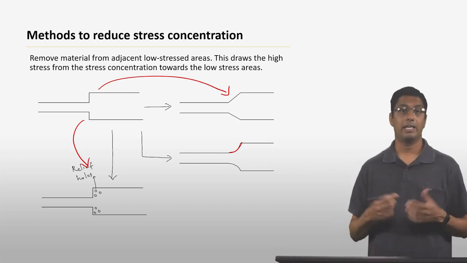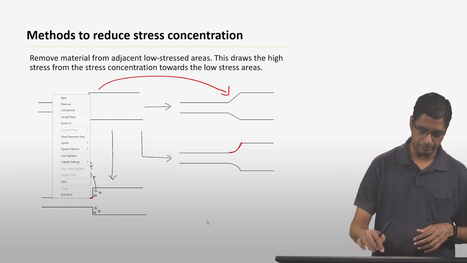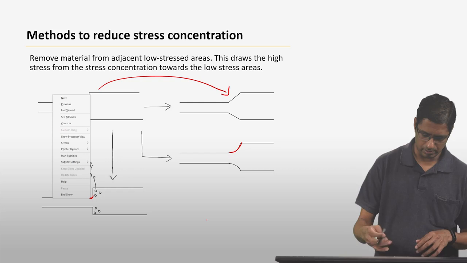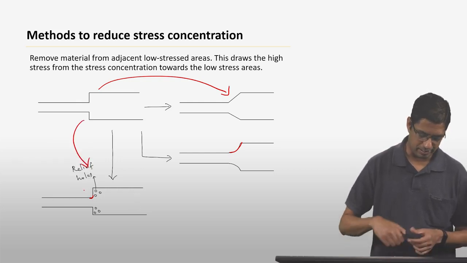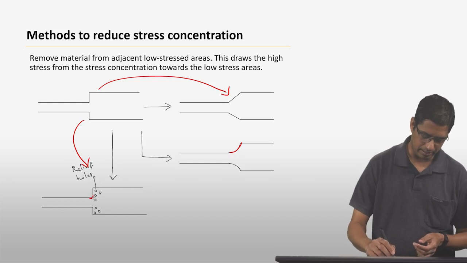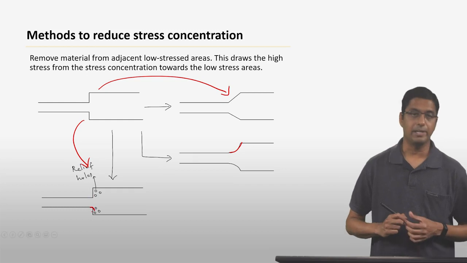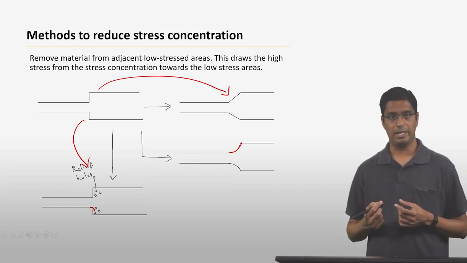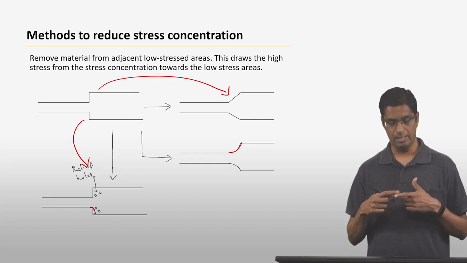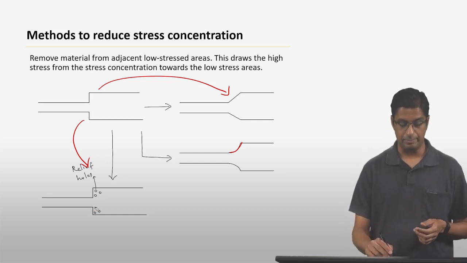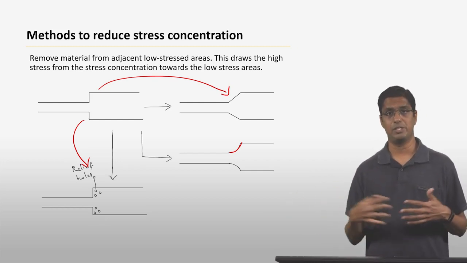Another way to do this is to make sure that these particular corners are rounded instead of being at a very sharp angle. So you can reduce stress concentration by rounding off corners, removing material, making sure that the transitions are smooth, and so on and so forth.